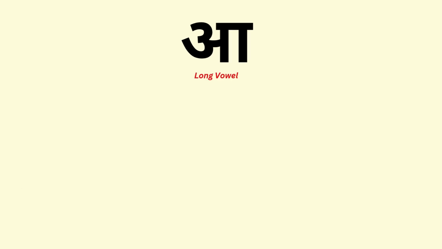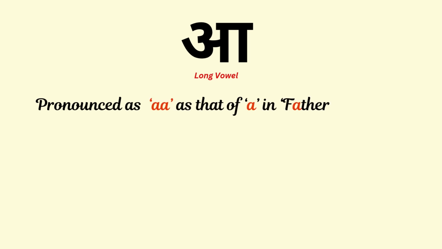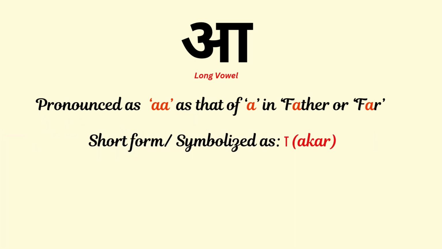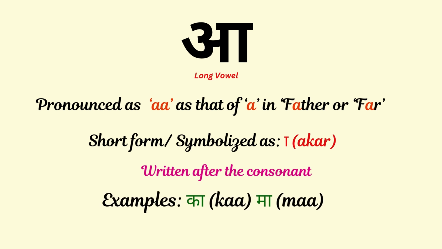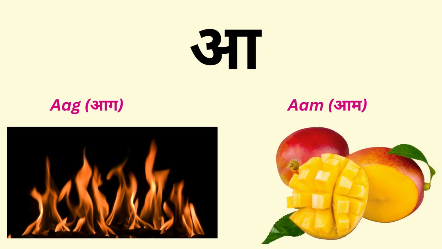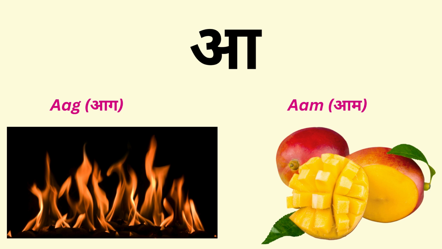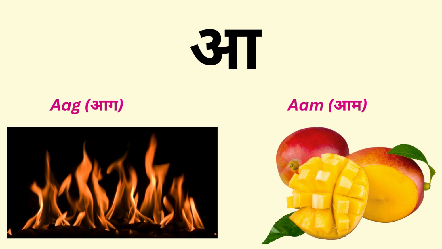Next is Aa. Aa is pronounced as the A in the word father or fa. It's a long vowel and is represented by this symbol, which is known as akar and is written after the consonant whose sound it impacts. For example, ka or ma. Words starting with Aa are aag, that is fire, and aam, that's a mango.